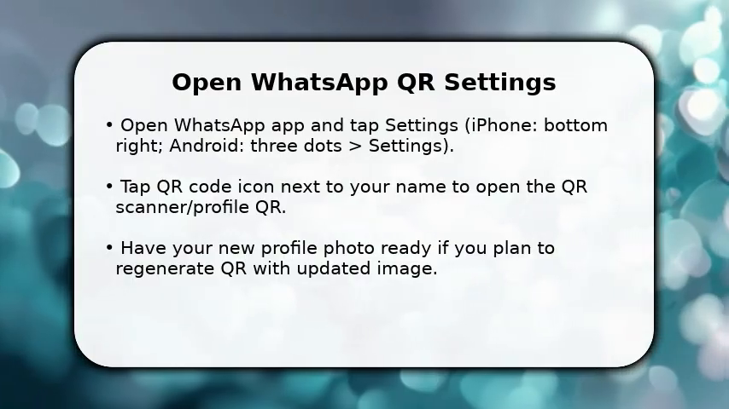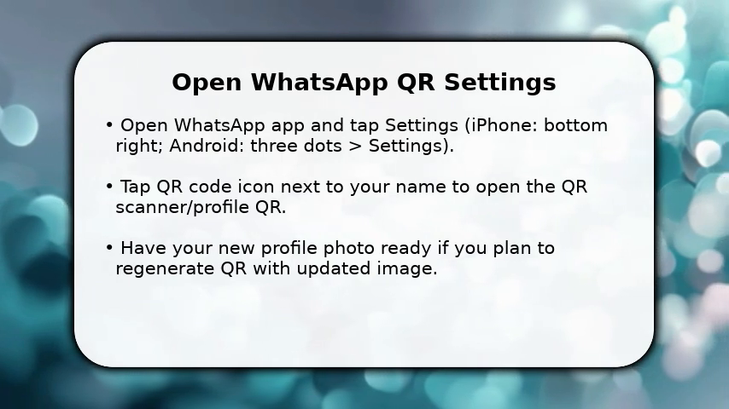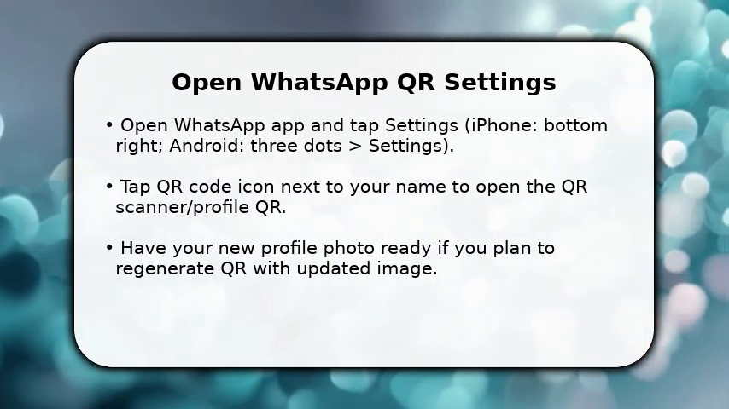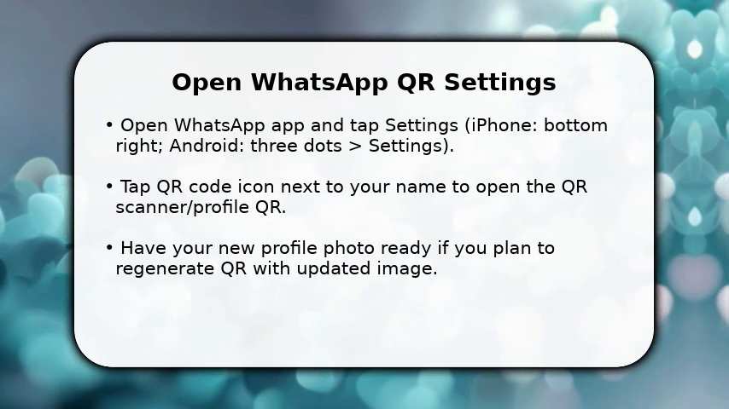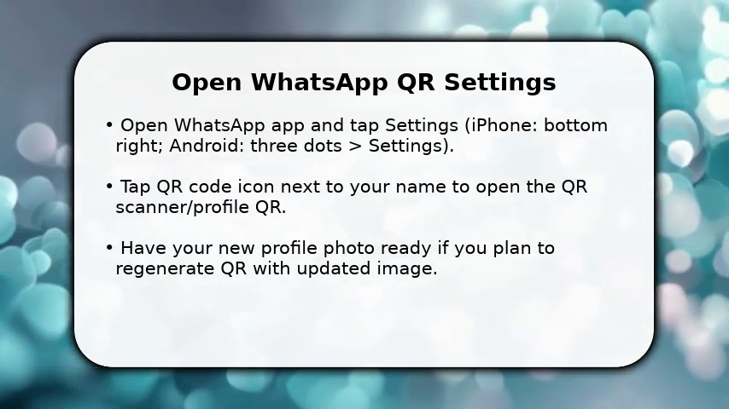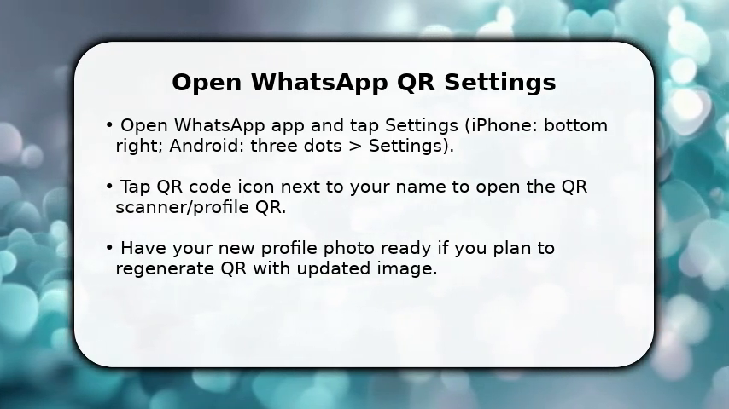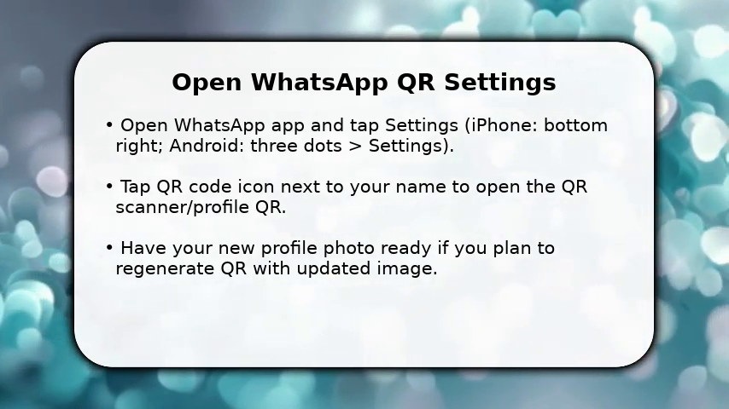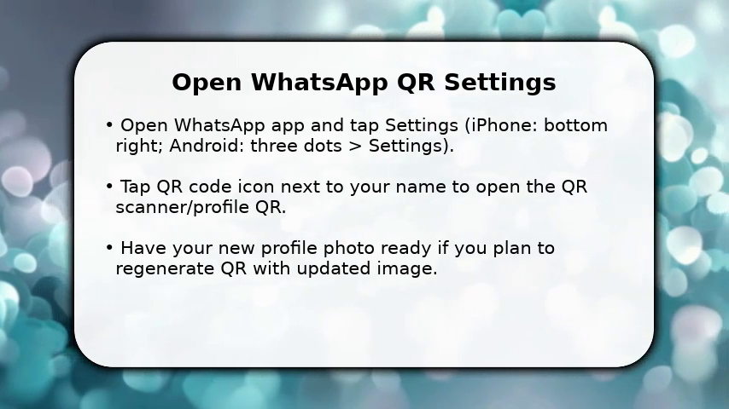You start by opening WhatsApp and going straight to Settings, because that's where QR management lives. Tap the QR code icon beside your name to open your QR profile. Once done, check whether you want to update your profile photo first. The QR reflects your profile image in some contexts, so change it now if needed.